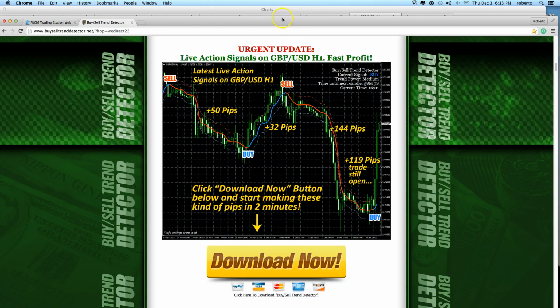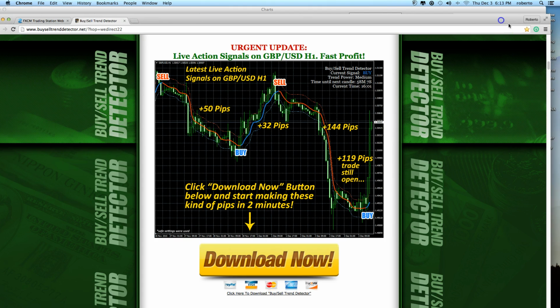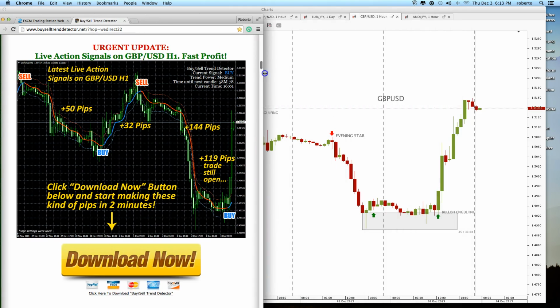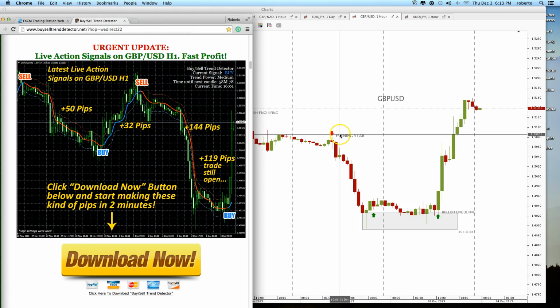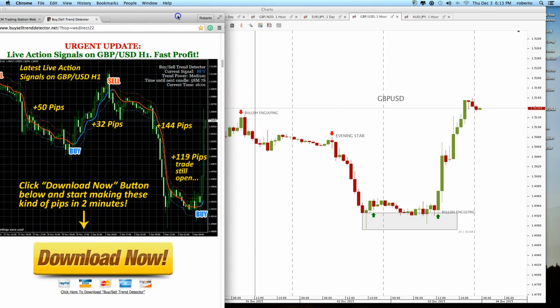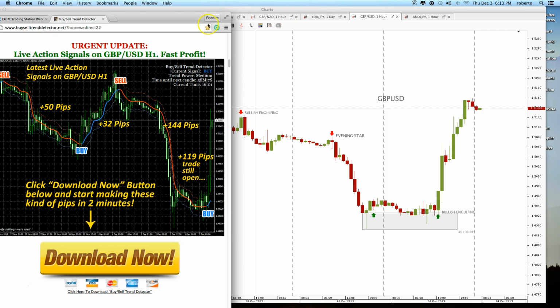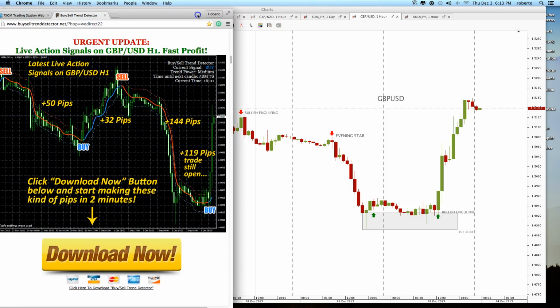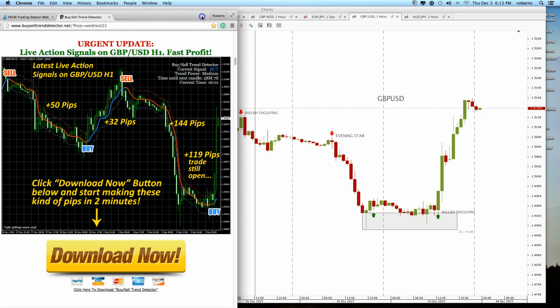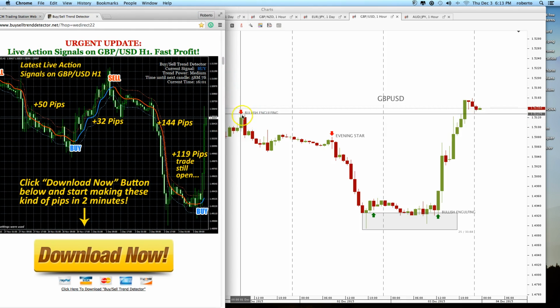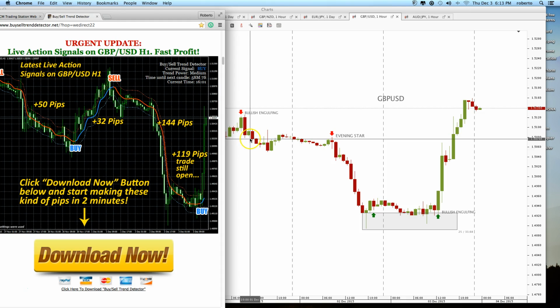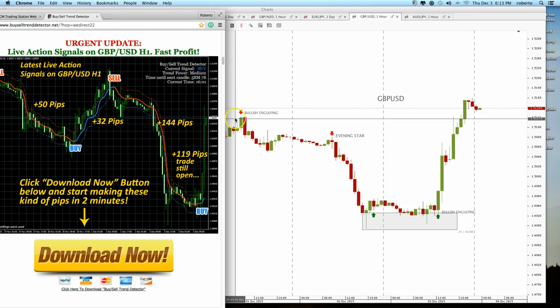So let me see if I can put this side by side so you can see the screenshot and my trades. I'm looking at the first trade. Here in December, December 1st, here's the first trade right here. And yes, I would have taken this trade. This is a bearish engulfing candle, and there's the trade right there, a bearish engulfing candle that generated a sell signal, and I would have definitely entered this trade.